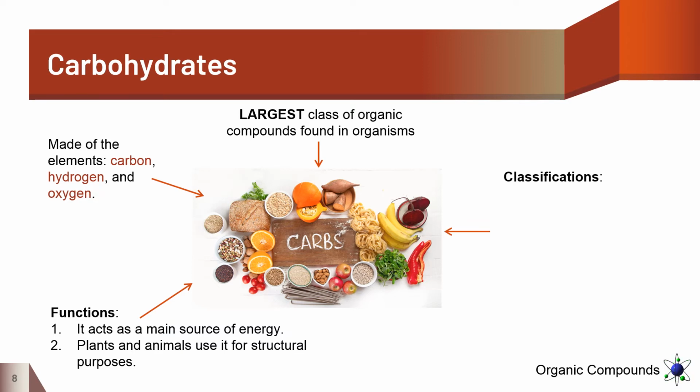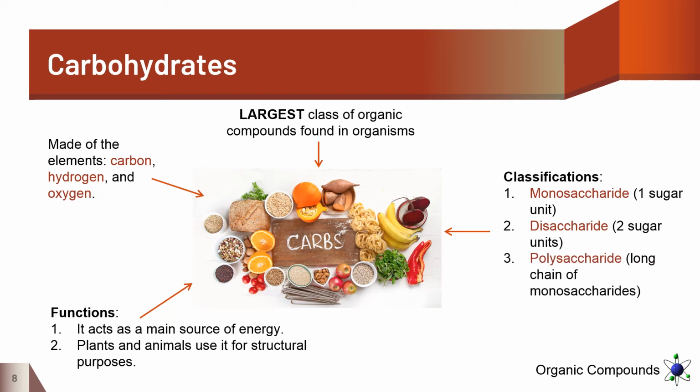What are the classification of carbohydrates? The first one is the monosaccharide, meaning one sugar unit. Examples of monosaccharide are the glucose and the fructose. Another classification of carbohydrate is a disaccharide, meaning to say two sugar units. Example of disaccharide are sucrose, the lactose, and maltose. And the third classification is the polysaccharide, or it consists of a long chain of monosaccharides. Example of these are starch, glycogen, and cellulose.